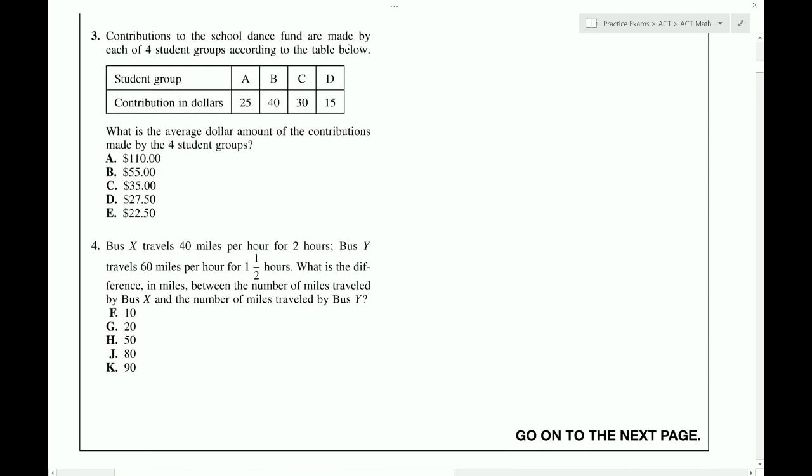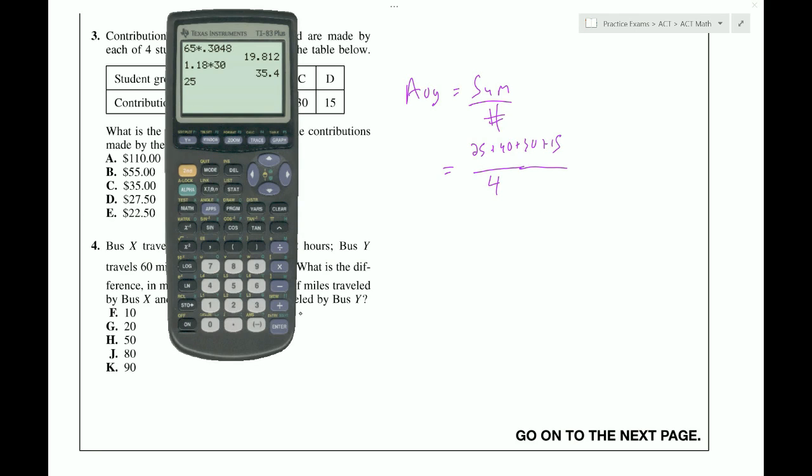Contributions to the school dance fund are made by each of 4 student groups according to the table below. What is the average dollar amount of the contributions made by the 4 student groups? So we're looking for an average, so we use our average formula. Average equals sum over number, right? We know we have 4 groups, and the sum is just basically add these up, right? So you maybe can do it in your head, but let's just save some brain power. So 25 plus 40 plus 30 plus 15, and then divided by 4.